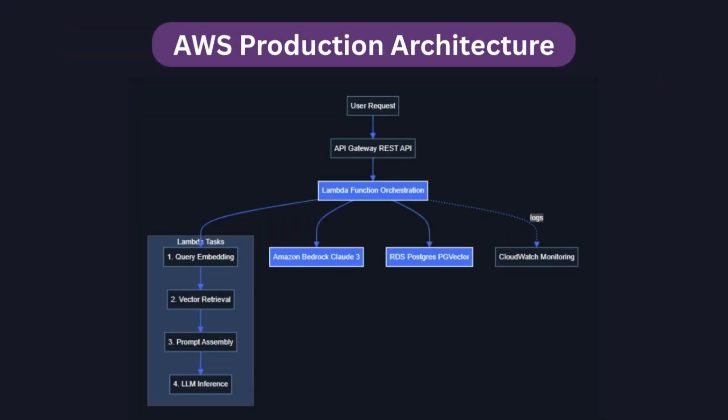AWS Production Architecture. The architecture is fully serverless and event-driven. API Gateway handles user requests. AWS Lambda orchestrates the RAG pipeline, including embedding generation, vector retrieval, prompt assembly, and LLM inference. Amazon Bedrock provides access to Claude. RDS PostgreSQL with PGVector stores embeddings and documents. CloudWatch handles monitoring and logging. This design scales automatically, supports high concurrency, and minimizes operational overhead.